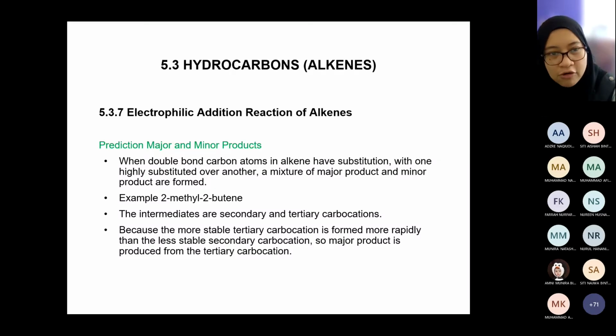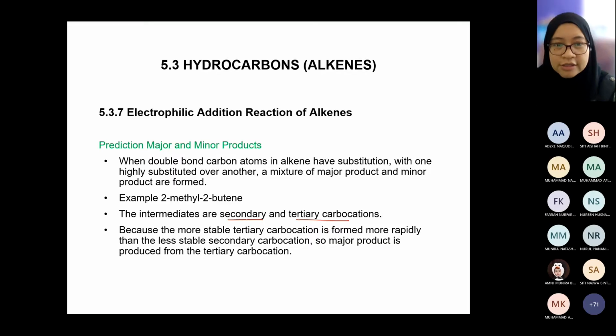Prediction of major and minor product. Okay. Alright. Dia bagi statement pula kat sini. Okay. When double bond carbon atom in alkene have substitution with one highly substituted over another, a mixture of major product and minor product are formed. Again, it's based on preference. For example, 2-methyl-2-butene. So the intermediate form will be secondary and tertiary carbocation.